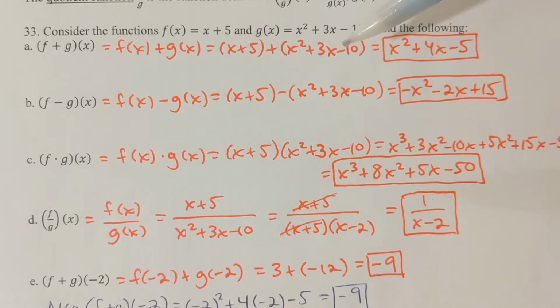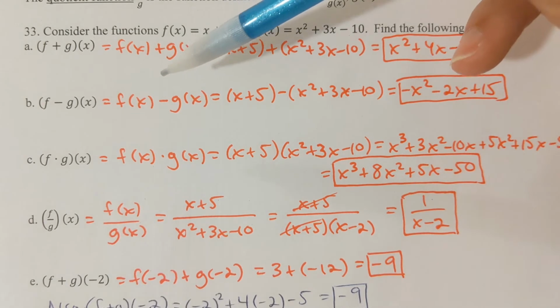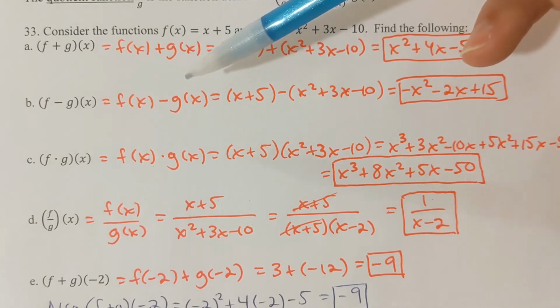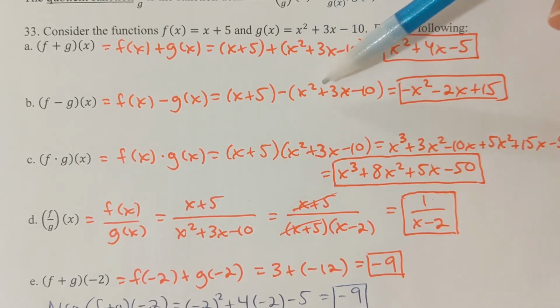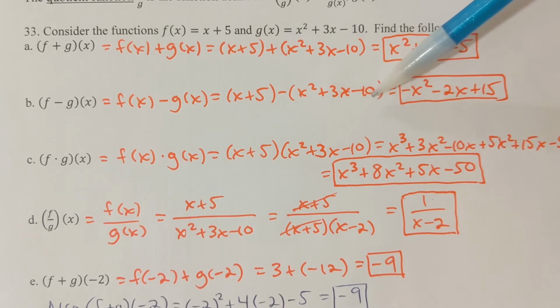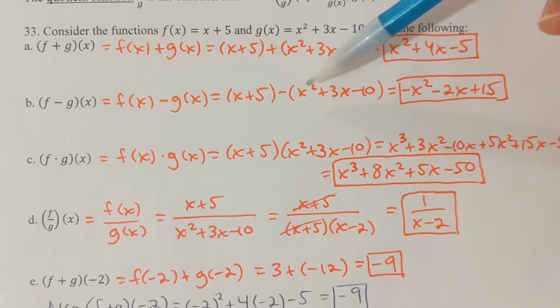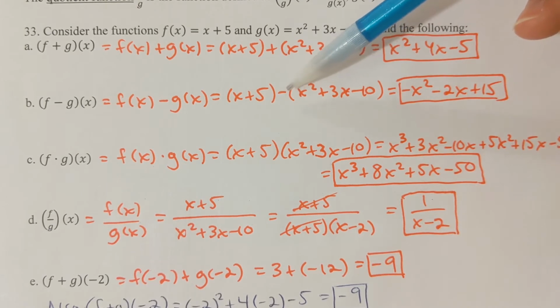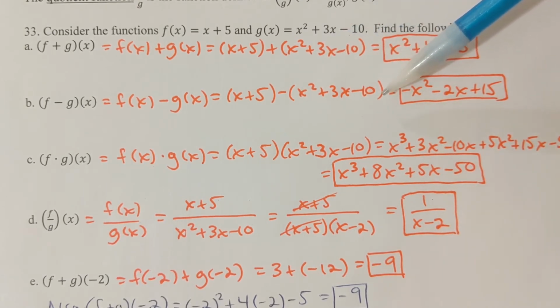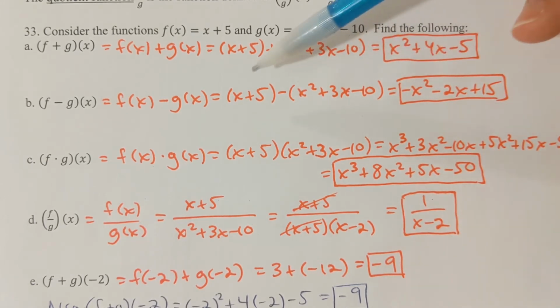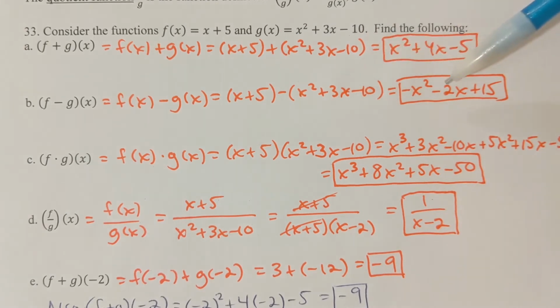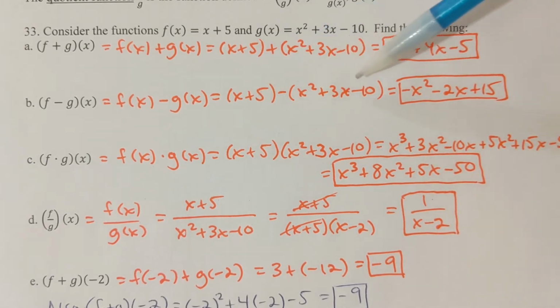Okay, part B, f minus g of x means that I want to compute f of x minus g of x. That'd be the difference function. And I'm just going to subtract these two expressions. The only thing I would add, now here you'd want parentheses because you're going to be subtracting g of x, the whole thing, and you'll want to distribute the negative there into the three terms. So we're going to have, let's see, negative x squared. X minus 3x is negative 2x. 5 plus 10 is 15. And here'd be my answer.